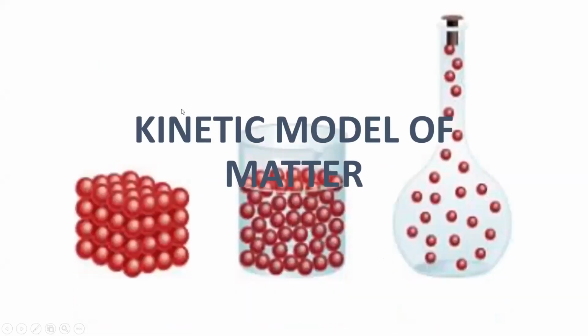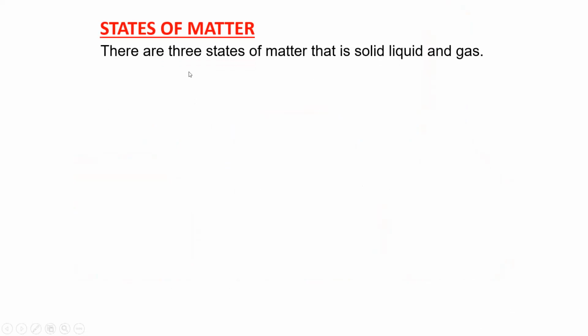So the first topic of the kinetic model of matter: the three states of matter, which are solid, liquid, and gas. In solid, the particles are tightly packed together. In liquid, the particles can move around each other, but it cannot be compressed. Whereas in gases, the particles are free to move and are moving at high speeds. So there are three states of matter: solid, liquid, and gas.